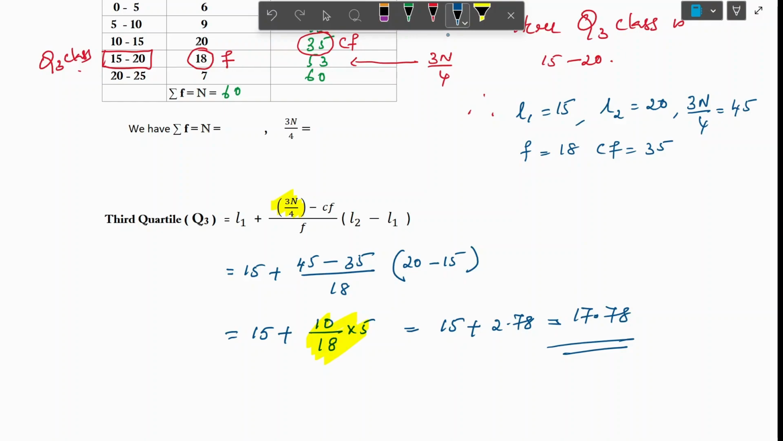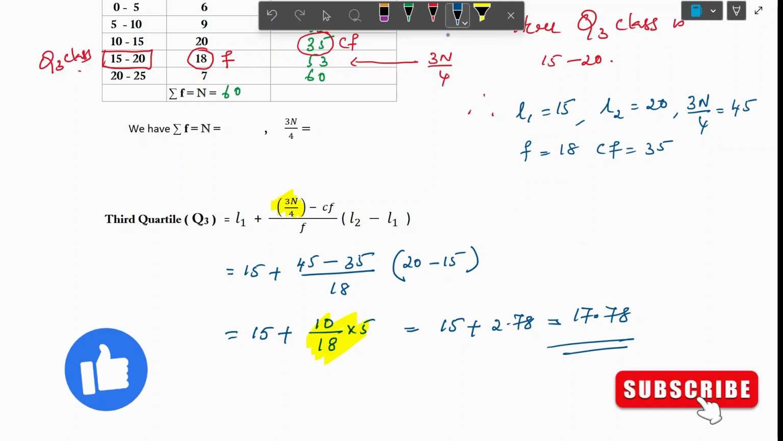First, arithmetic mean, mode and median for grouped as well as ungrouped data, and also the quartiles Q1, Q2, Q3 for the grouped data. Now practice this question.